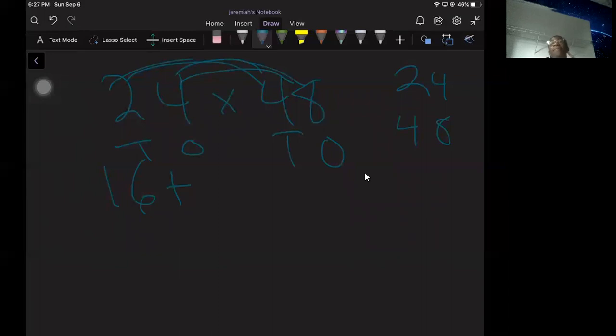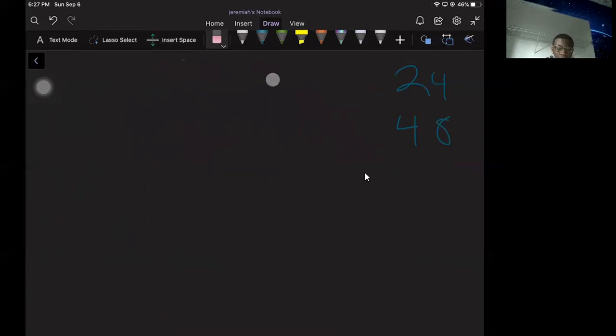Please, guys, remember to label. Labeling is a huge part in this. I'm trying to make sure you catch the mistakes. Here we go.